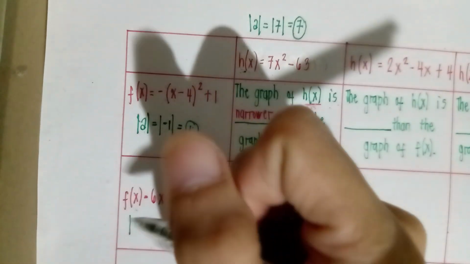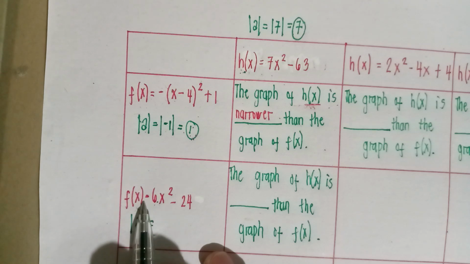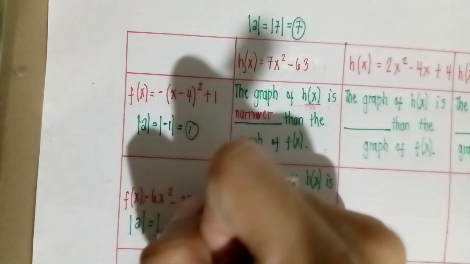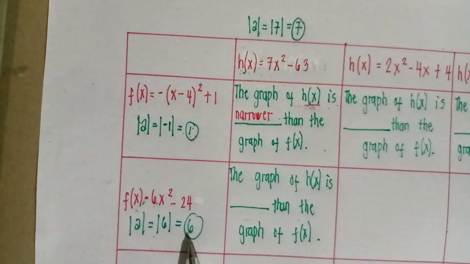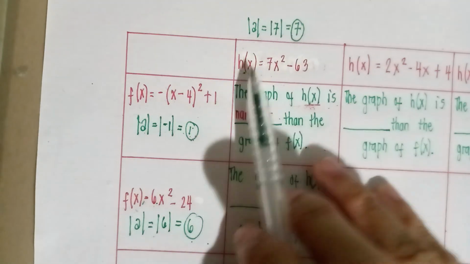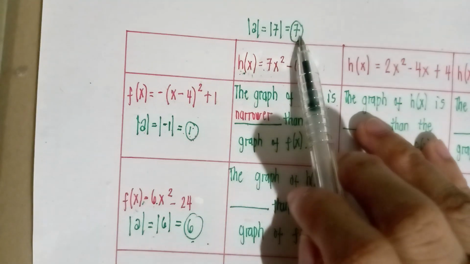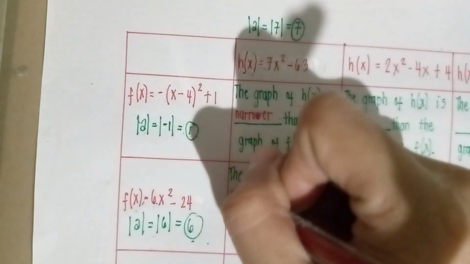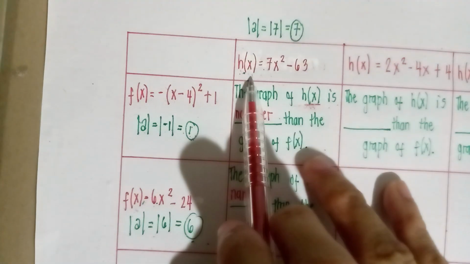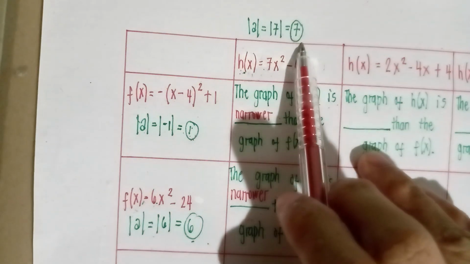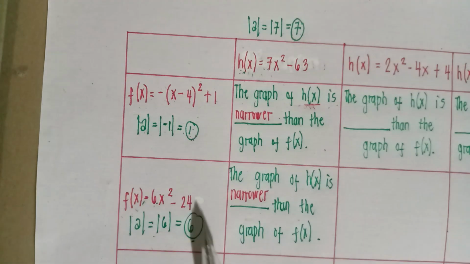Now we identify the absolute value of a for f of x: the value of a is positive 6. The absolute value of 6 is positive 6. So 7 for h of x and 6 for f of x. Since 7 is larger than 6, the answer is still narrower. The graph of h of x is narrower because its absolute value of a is larger than that of the quadratic function on the left side.